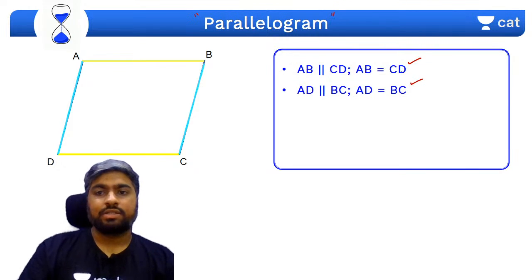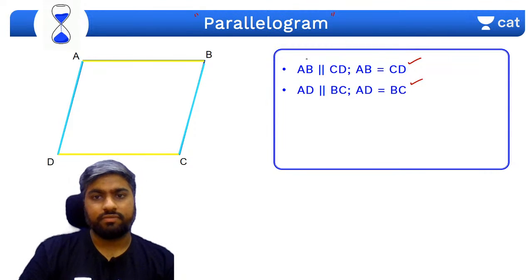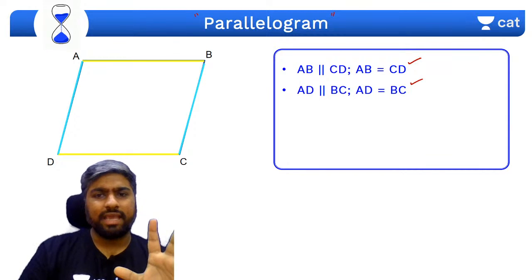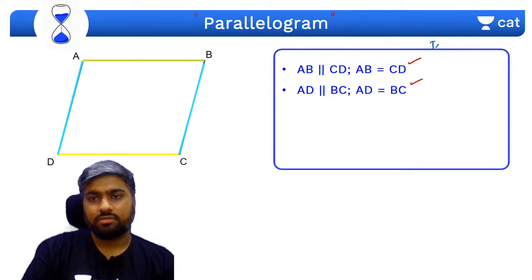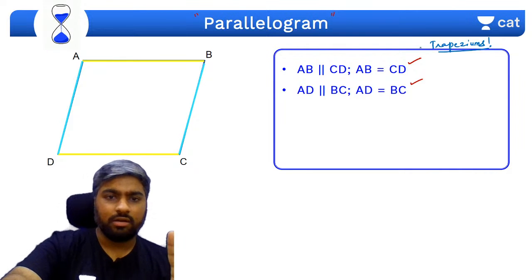Yes. So does it satisfy the rule of a trapezium? Definitely, right? If even one pair is parallel, it is definitely a trapezium. So all parallelograms are trapeziums. Yes. But not all trapeziums are parallelograms. Okay, so that was the basics of the parallelogram.